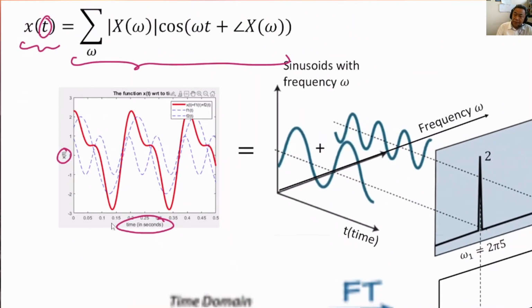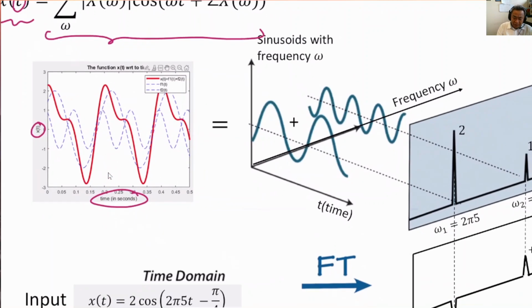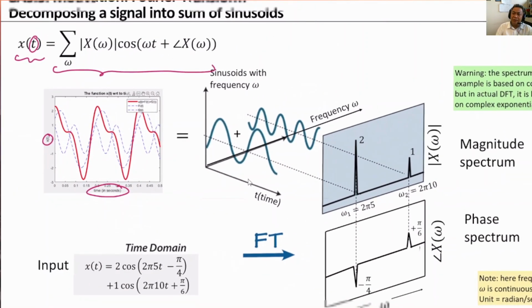Now, this is the continuous time signal representation. How is it like to represent it in the frequency domain? What does it mean when we say we want to represent the signal in the frequency domain, which is basically what the Fourier transform is doing?